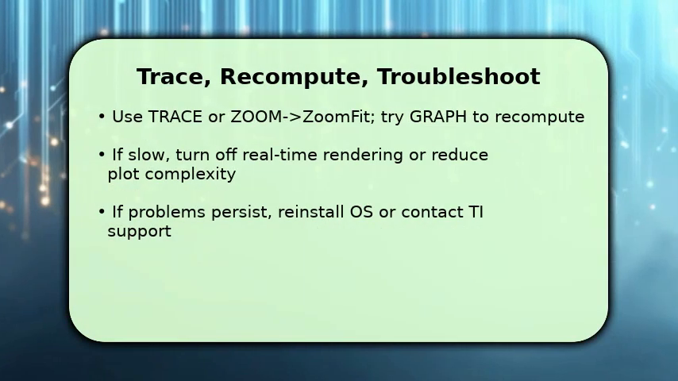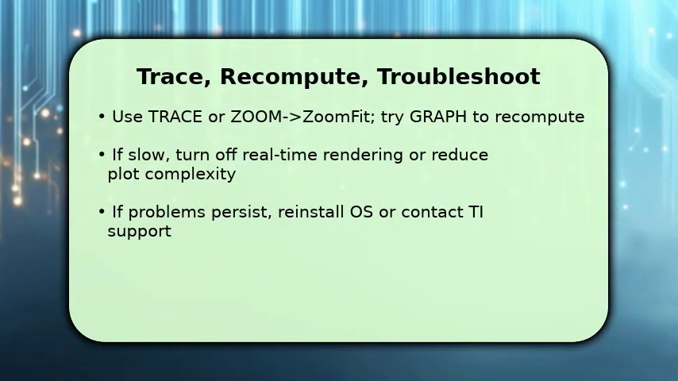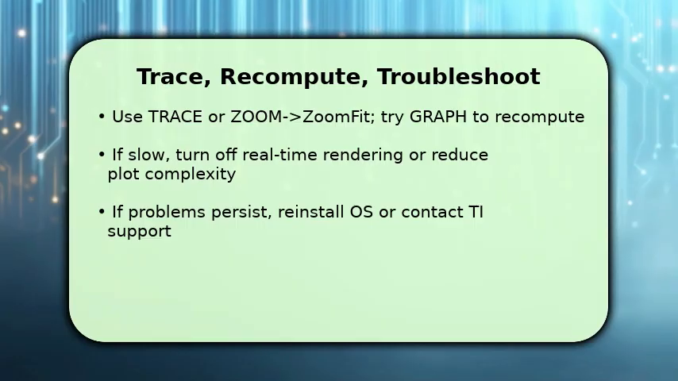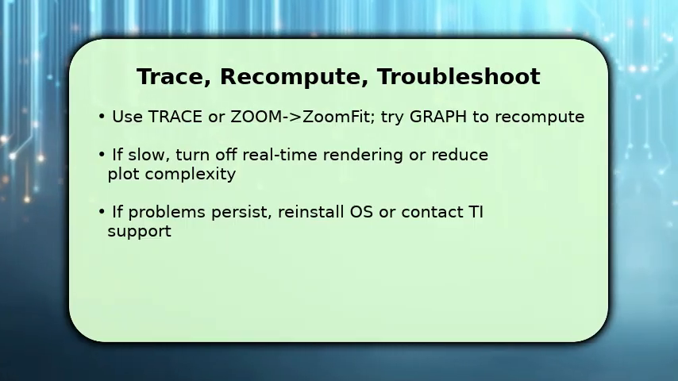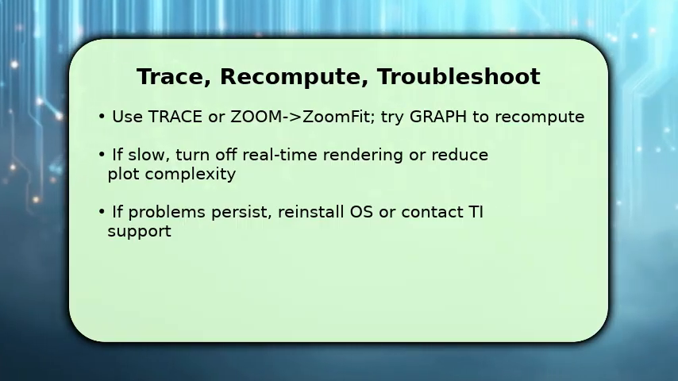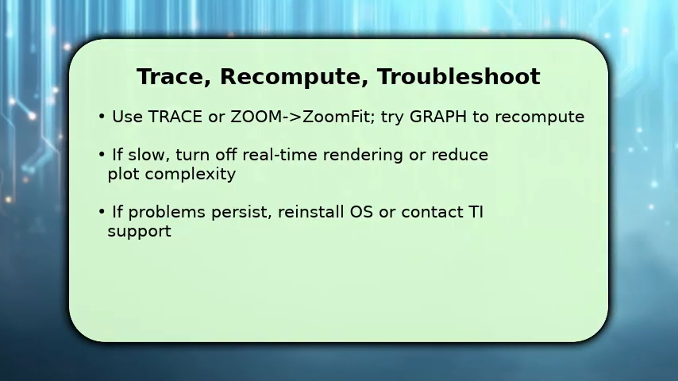Press graph to redraw, then trace to move along the curve. If parts vanish, use zoom, then zoom fit to auto-scale. For slow or choppy rendering, disable unnecessary plots or simplify functions so the processor completes draws. This often resolves apparent blanks.